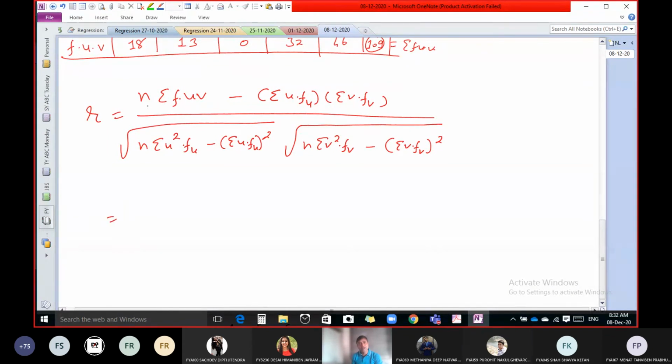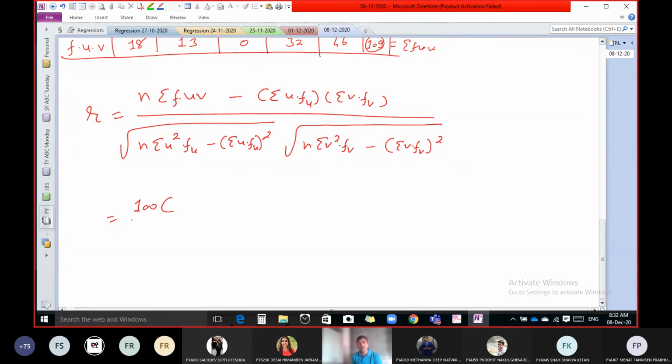What is n here? So C and D, 100. Okay, for correlation, it's not required, because correlation is independent of change of origin as well as scale. That C and D we require to use for regression. Okay, so n is 100.